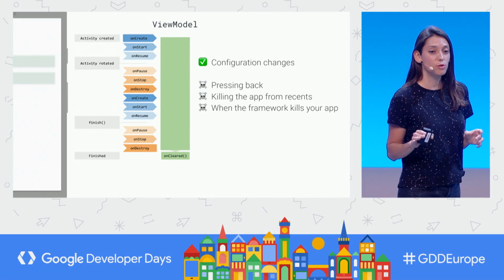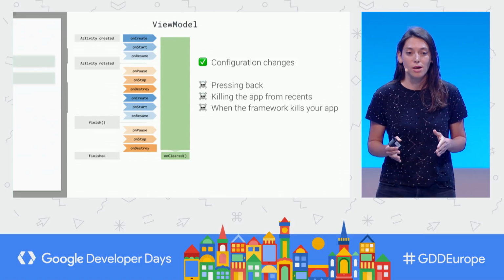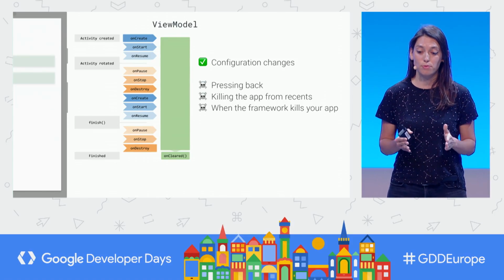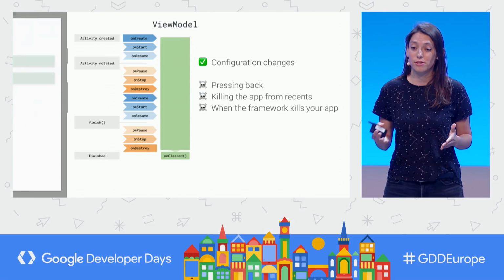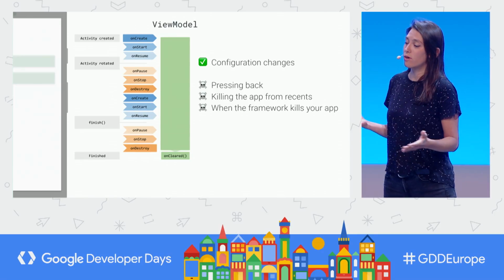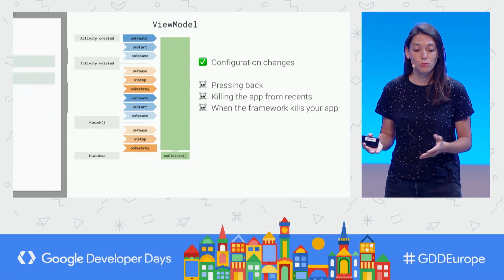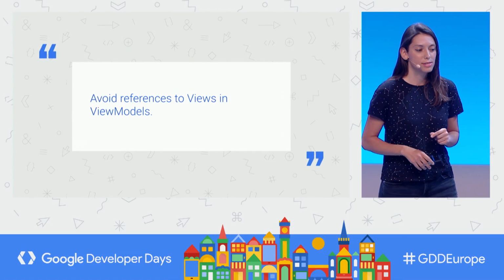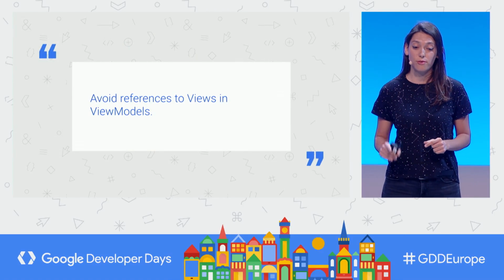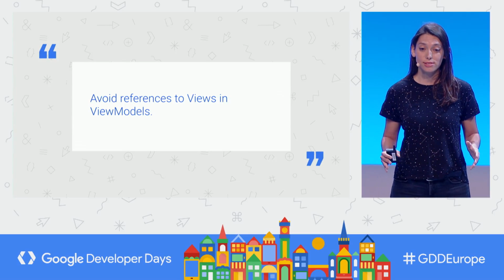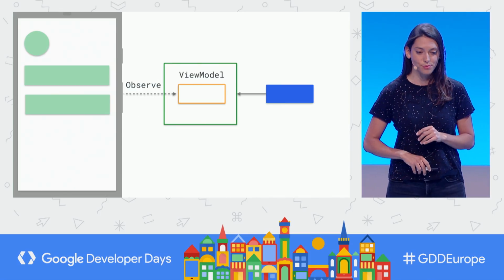So this means that the ViewModel is perfect for handling long-running operations, because the ViewModel will be updated independent of whether the data is observed or not. So this means that you will no longer get these null pointer exceptions when trying to update a non-existing view. So make sure you avoid referencing views in ViewModels, because they can lead to memory leaks or crashes.